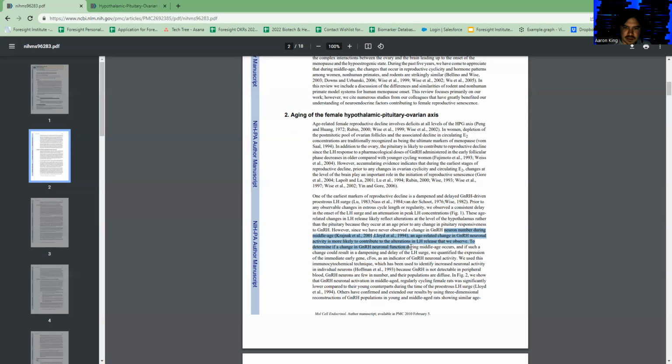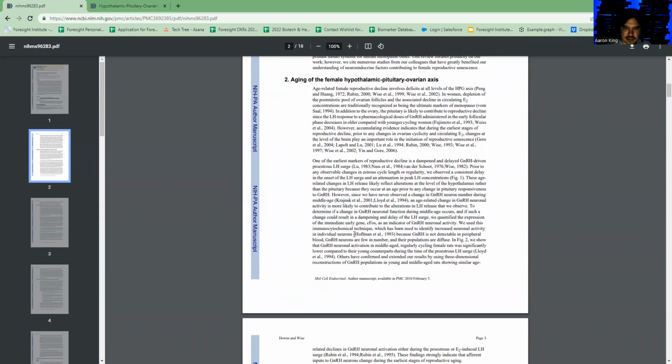So in terms of changes in function during estrogen restriction, we quantify the expression of the immediate early gene c-Fos as an indicator. We identify increased neural activity in individual neurons because it's not detectable in peripheral blood. They're few in number and the populations are diffuse.